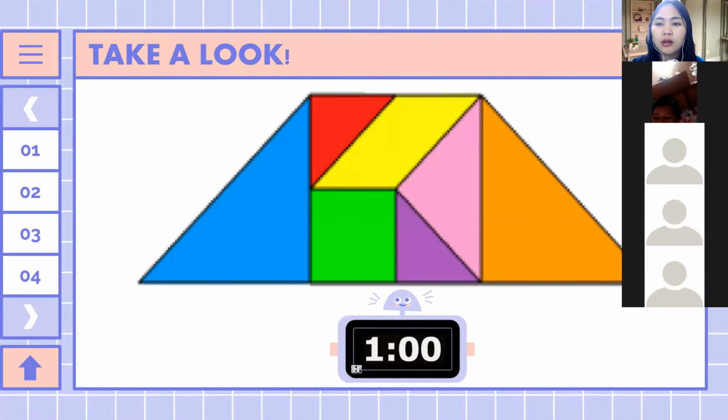Sulat lang ninyo ha kung unsa ang mga polygon na inyong makita.